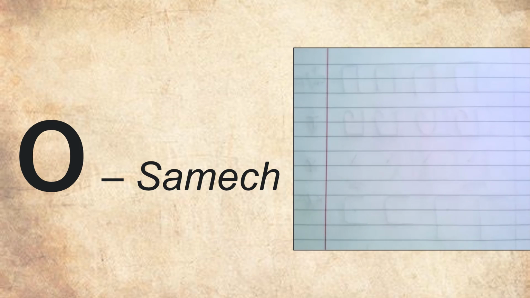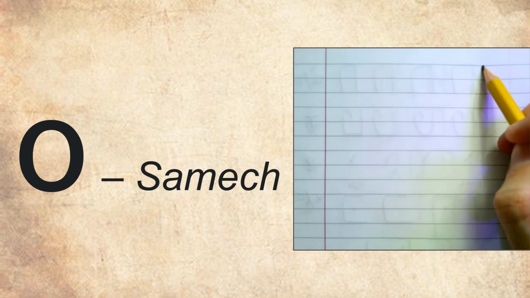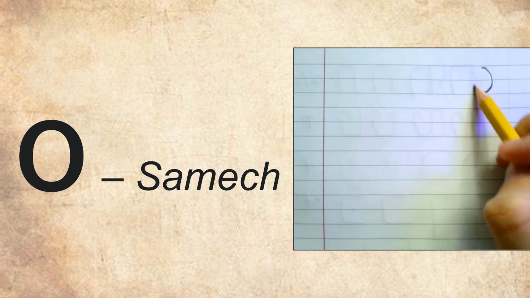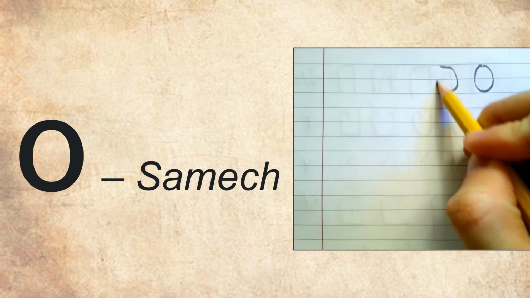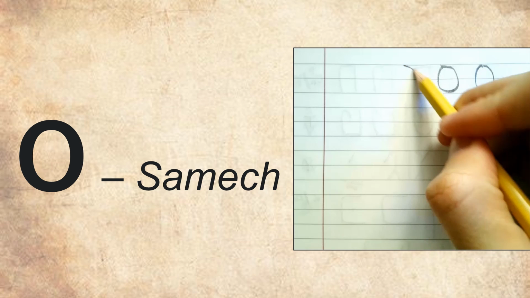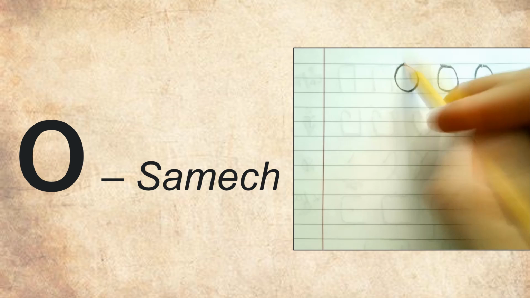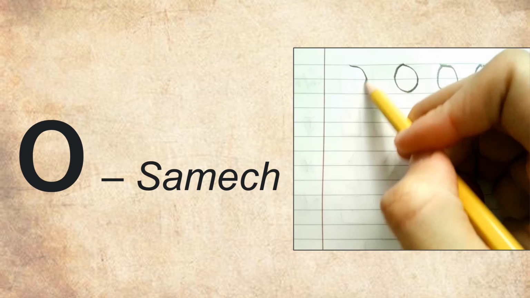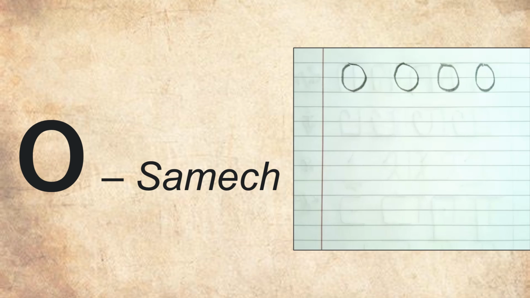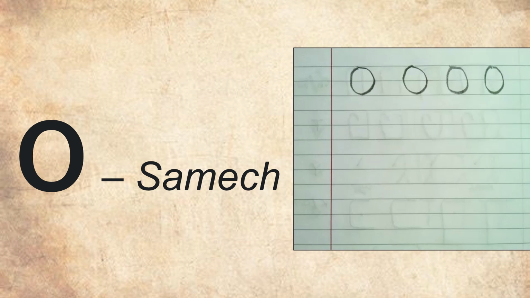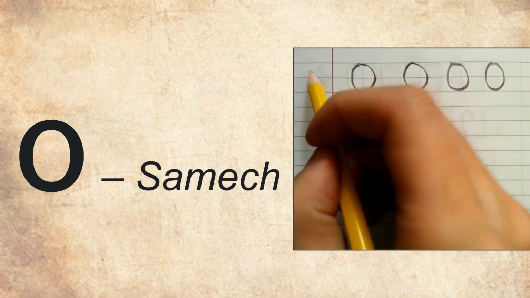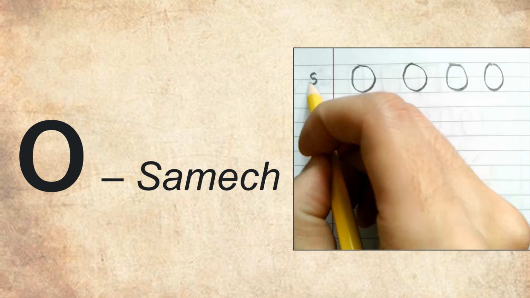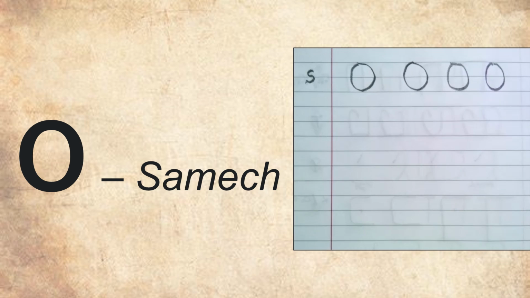Alright, so I've turned the page, and the next letter is Samech, which is fairly easy because it's just a circle. And I usually make mine very circular like that, or like that. Very easy, the Samech. And the Samech is a sibilant that makes an s sound, as in the word super. So you can use the letter S to transliterate the letter Samech.